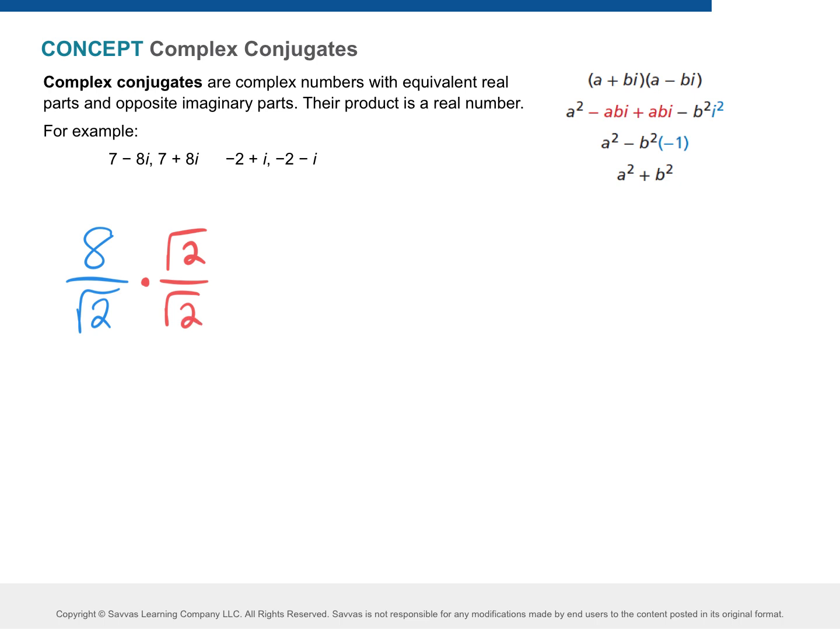We would multiply straight across. So that would give us 8 square root of 2. And then what's square root of 2 times square root of 2? Square root of 4. Well, what's the square root of 4? It'll be 2. And then I can simplify this 8 and 2. What's 8 divided by 2? 4 square root of 2.